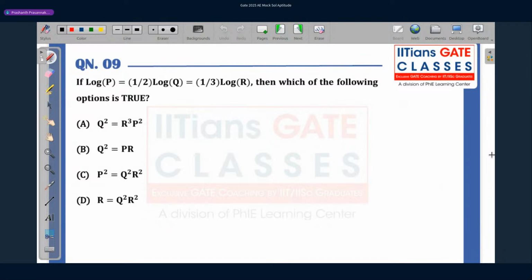This question is from logarithms. If log p equals half of log q, which is equal to 1 by 3 log r, then which of the following options is true? One answer I'm getting is B. Anyone else? Any answer? B.